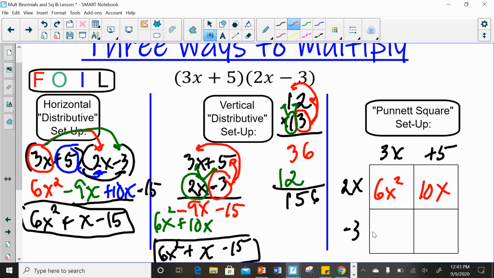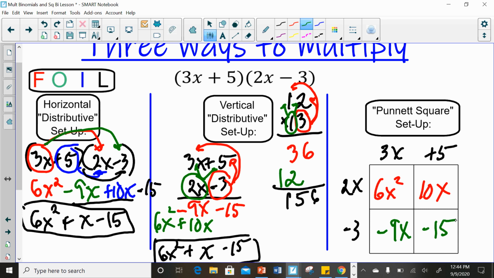Then we're going to multiply this side to this side. So negative 3 to the 3x, because 3x is up here. So 3x goes to here, negative 3 to here. So negative 3 times 3x gives you negative 9x. And then for this last square, we get a negative 3 here and a positive 5 here. So the negative 3 times that positive 5 gives us negative 15.